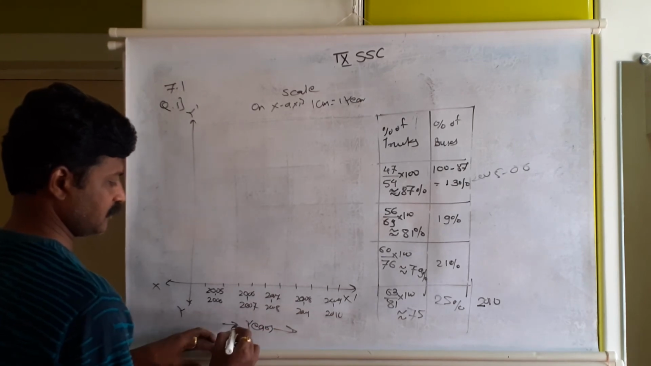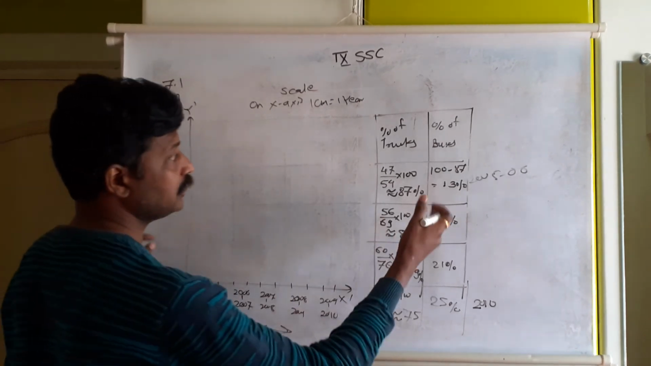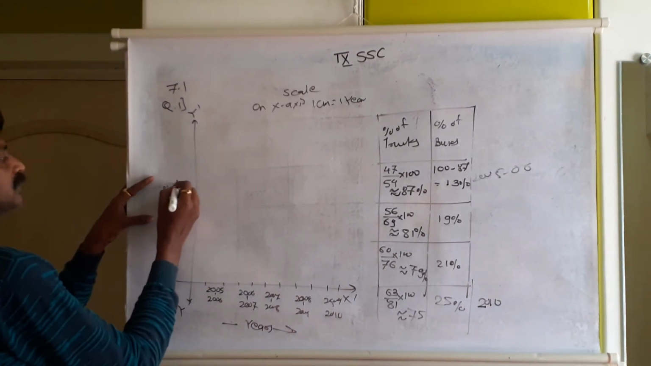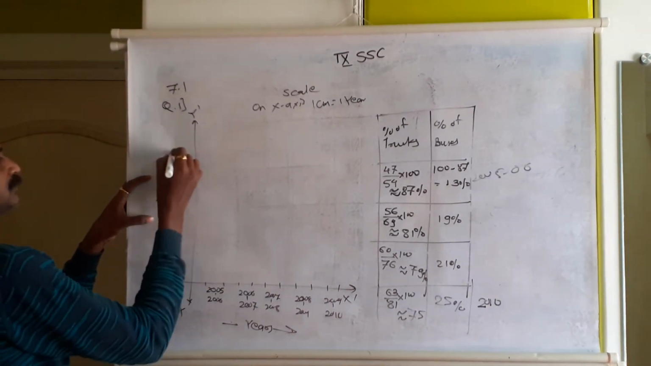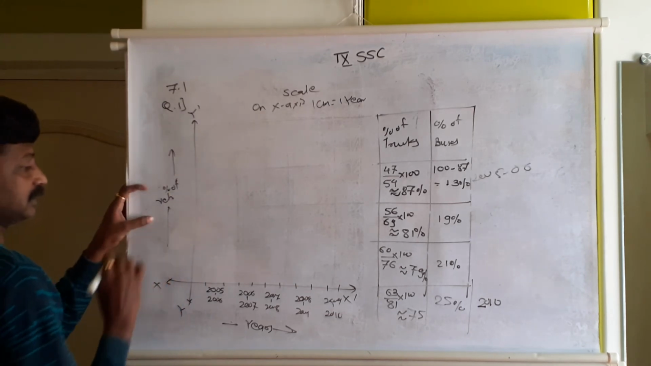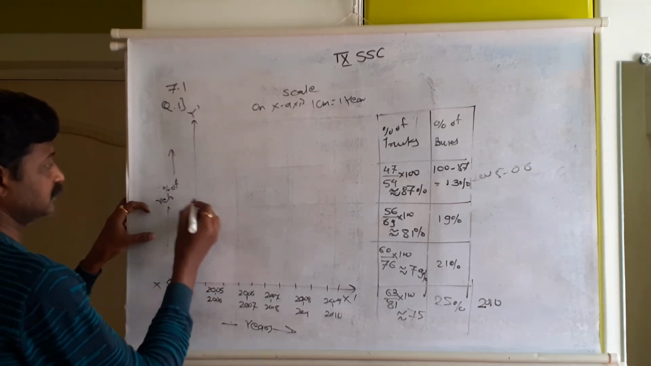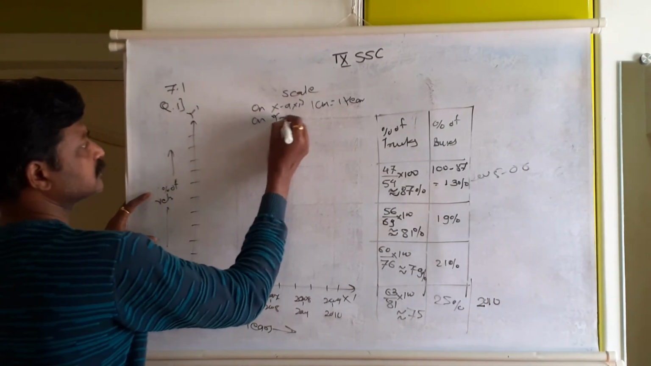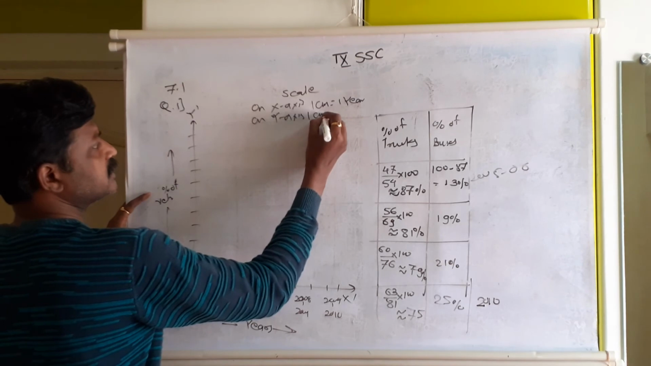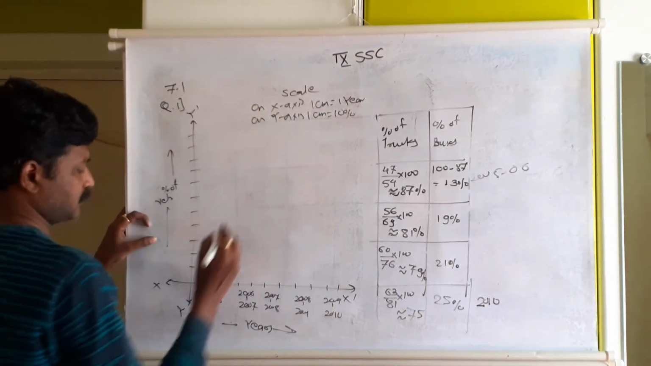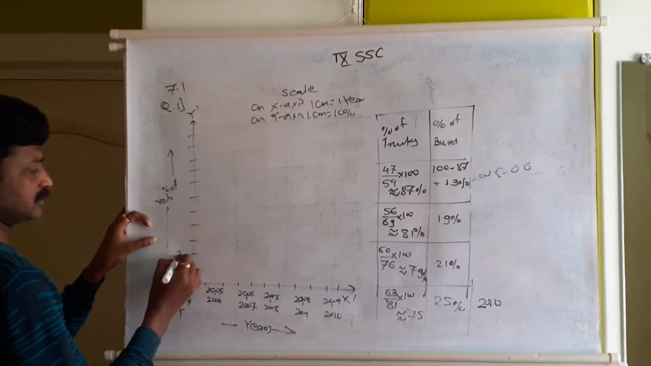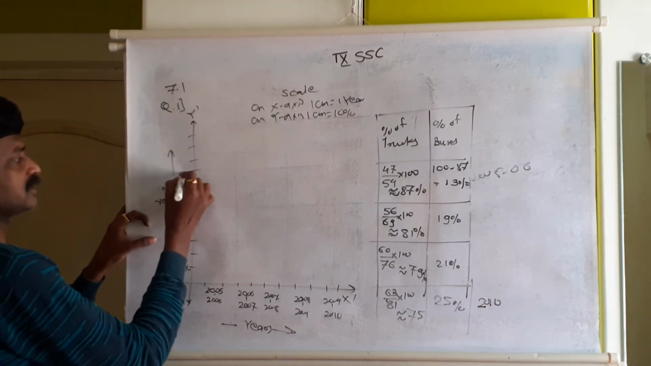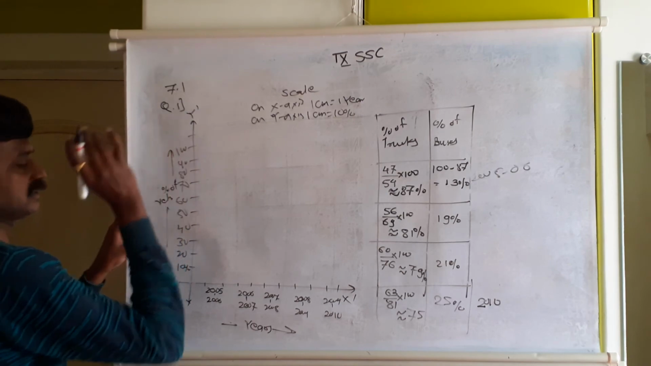So here we have the years on the x-axis. On the y-axis we have percentage of vehicles, that is percentage of trucks and buses. As we know, percentage means out of 100, so we will consider on the y-axis 1 centimeter equal to 10%. So this is 10%, then 20%, 30%, 40, 50, 60, 70, 80, 90, and at the last it is 100%.